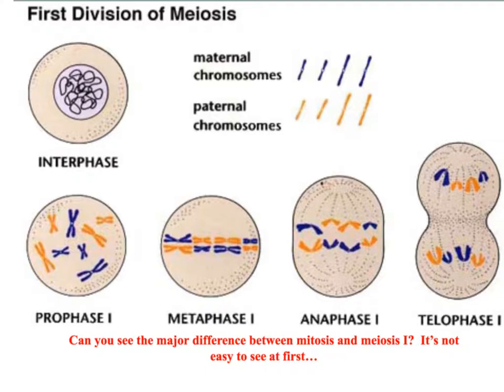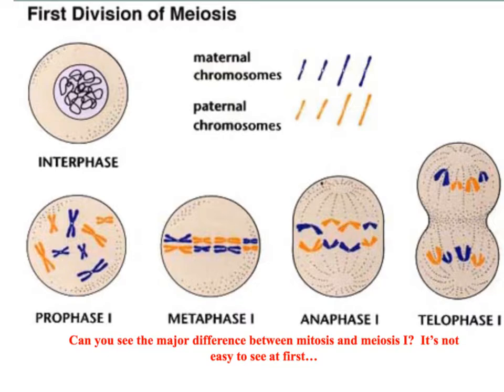So the same things happen in prophase 1. Chromosomes start to condense, they become visible, the nuclear envelope is going to break down, and the mitotic spindle, as you can see, is going to form. Then in metaphase 1, just like in mitosis, the chromosomes are going to line up in the middle. The difference in anaphase is that in mitosis, the sister chromatids separate, while in anaphase 1, the homologous chromosomes are separating.